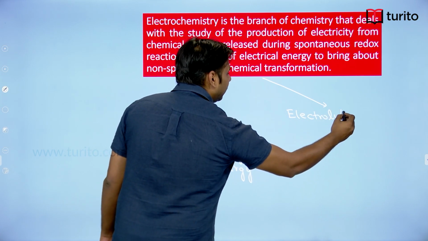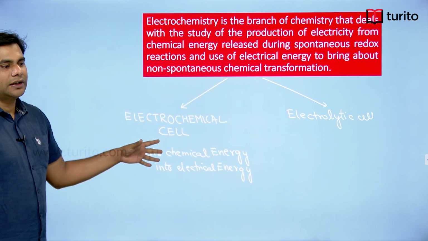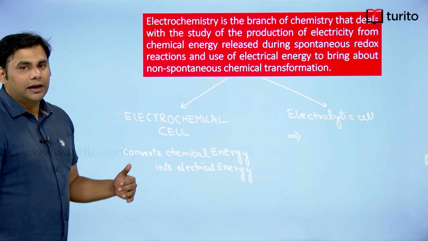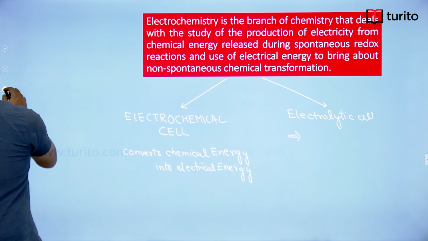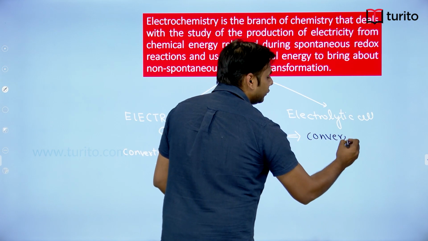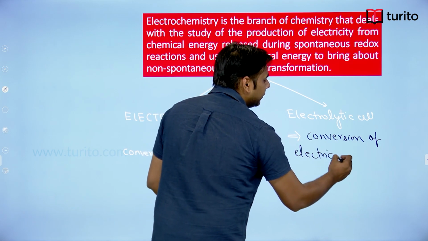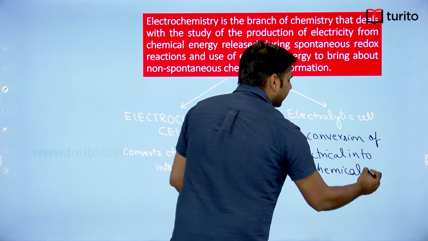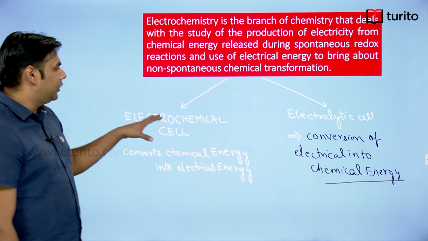In the electrolytic cell, current is supplied, and we use the electrical energy to convert it into chemical energy. So this is the conversion of electrical energy into chemical energy. In electrochemistry we are going to discuss these two important cells, the electrolytic cell and the galvanic cell, in detail.